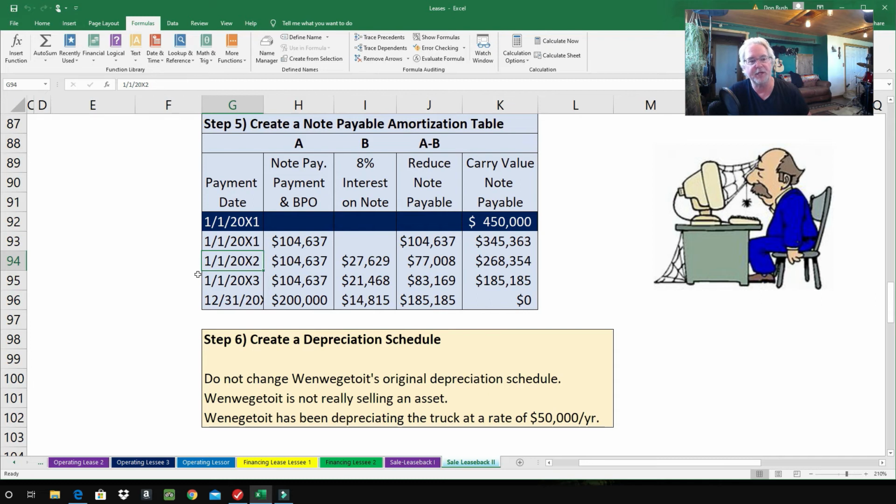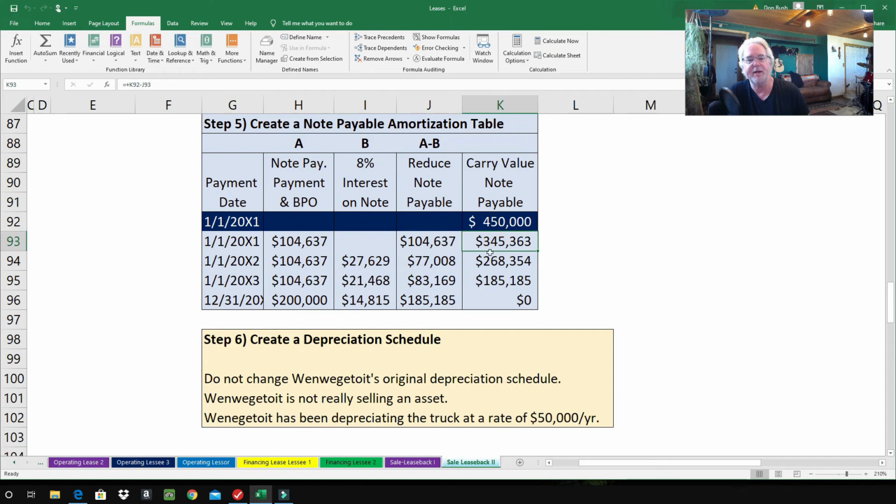Now, at the very beginning of 2002, on January 1st, 2002, when we get to construction, makes another payment. And the payment is for $104,637, but this time there is some interest because time has gone by. What's the interest rate? The interest rate is 8%. And you have to go 8% of what? Well, 8% of the carrying value right up above here. So 8% of 345,363 is 27,629.